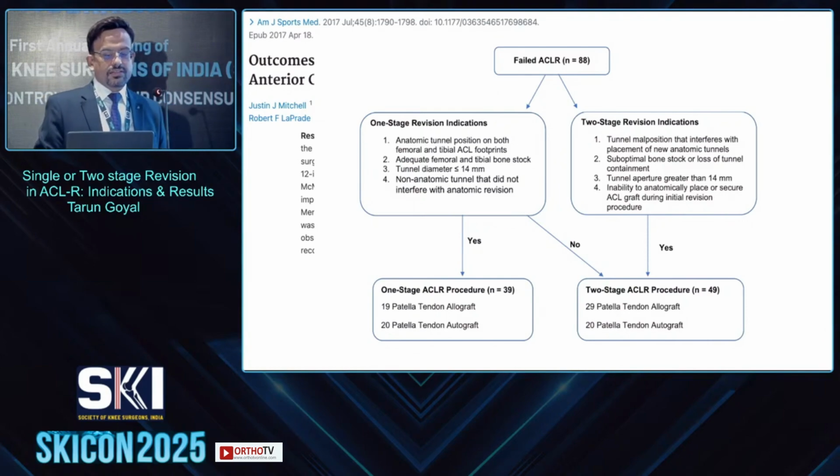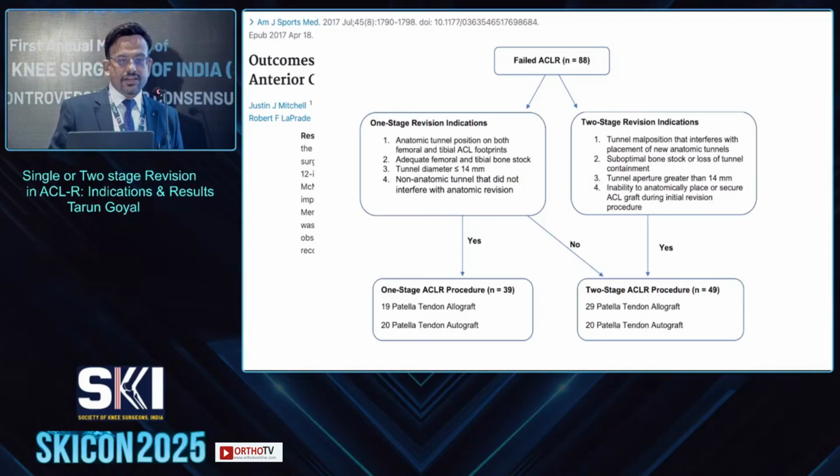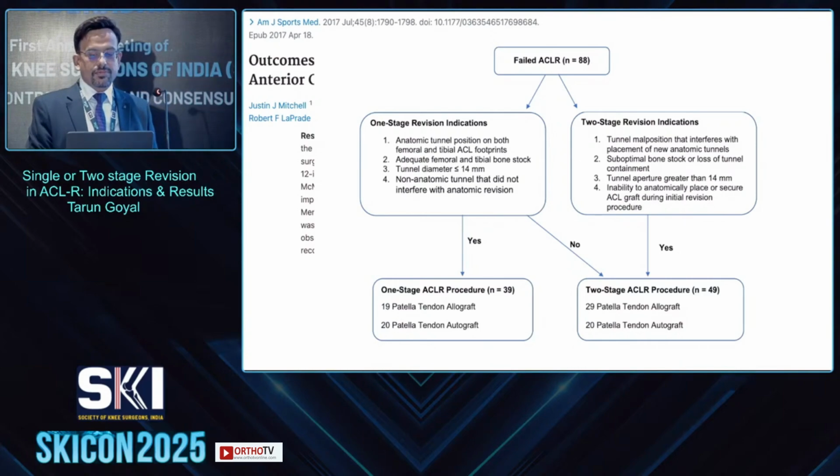So the one-stage revision patients would have an anatomical tunnel location on both the femur and the tibial side, so that you could probably use the same tunnel with adequate bone stock, no tunnel dilation. If there's dilatation of the tunnel more than 14 millimeters, that would be an indication for a two-stage revision, because you would like to bone graft the tunnel before putting a new tendon inside it. Or a non-anatomical tunnel that did not interfere: you can just ignore the tunnel because the previous tunnel had been made in a non-anatomical location.